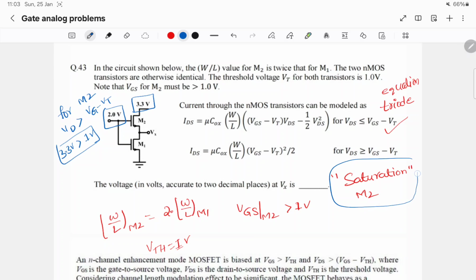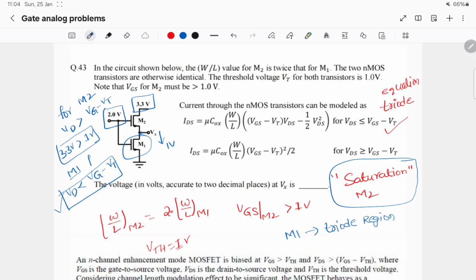M2 is in the saturation region, but M1 will be in the triode region, because they have said that VGS of M2 should be greater than 1 volt. So this has to go below 1 volt. Then this equation will not be satisfied for M1. For M1, VD will be less than VG minus VT. This is 1 volt, so VD has to be less than 1 volt. So this equation will be satisfied, and M1 will be in the triode region.